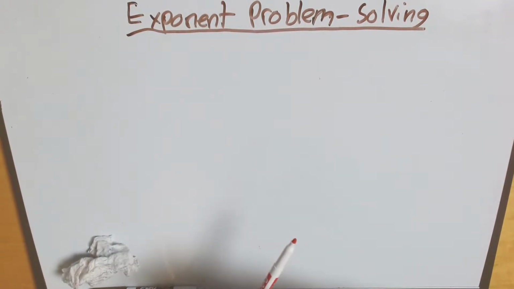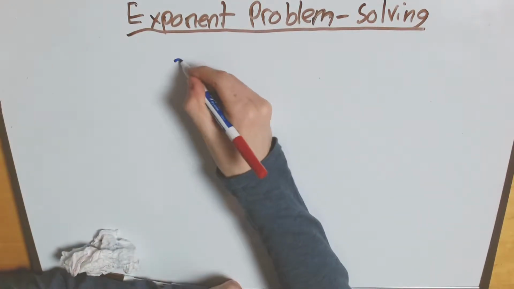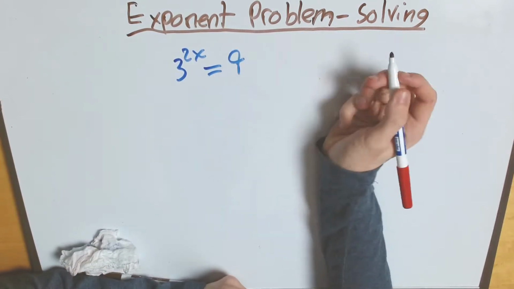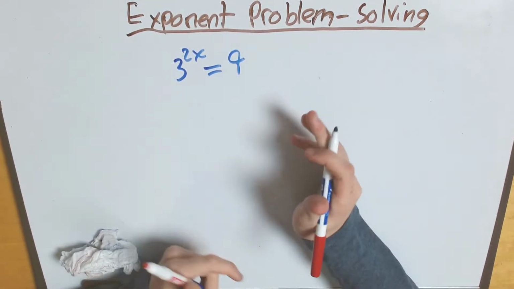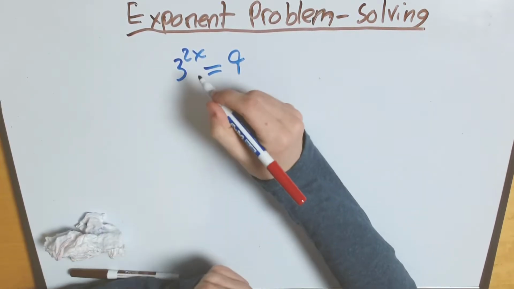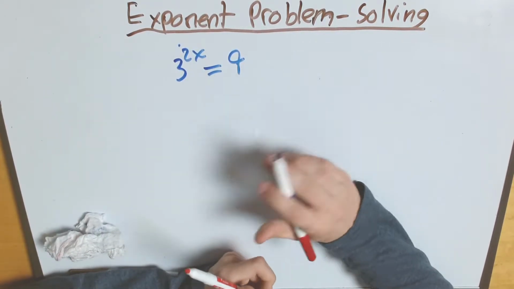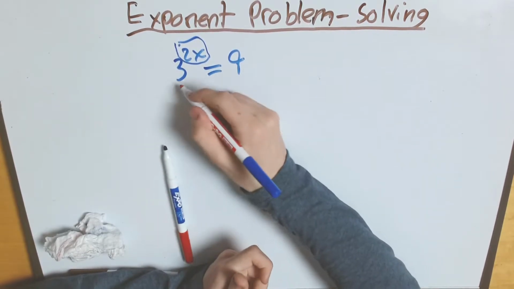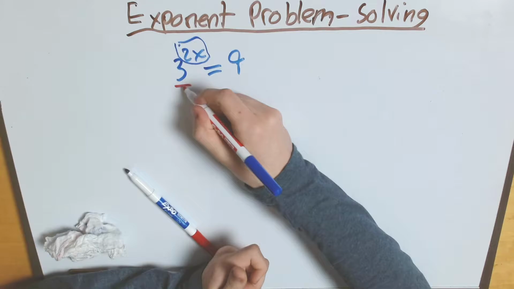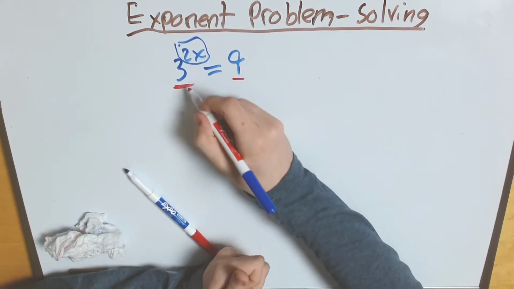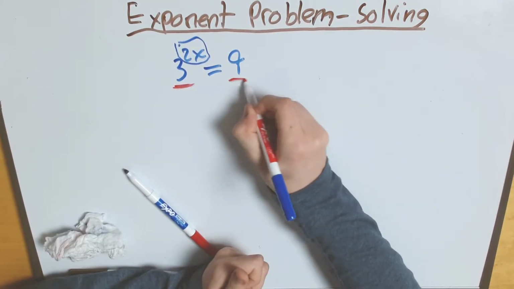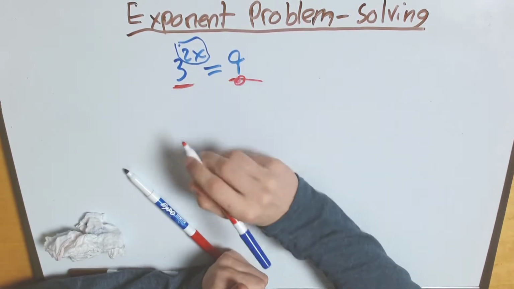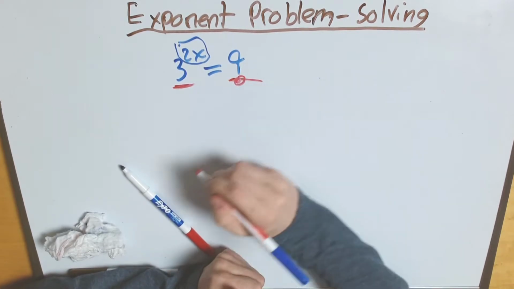relatively basic ones. Let's say I have a problem that asks me, okay, 3 to the 2x equals 9. What is x? So in these types of problems, if I have an x in the exponent and I'm solving for x, I always want to convert this base to this base. I want to make sure that these two bases are equal, preferably making this in terms of this base. So 9 happens to be 3 squared.